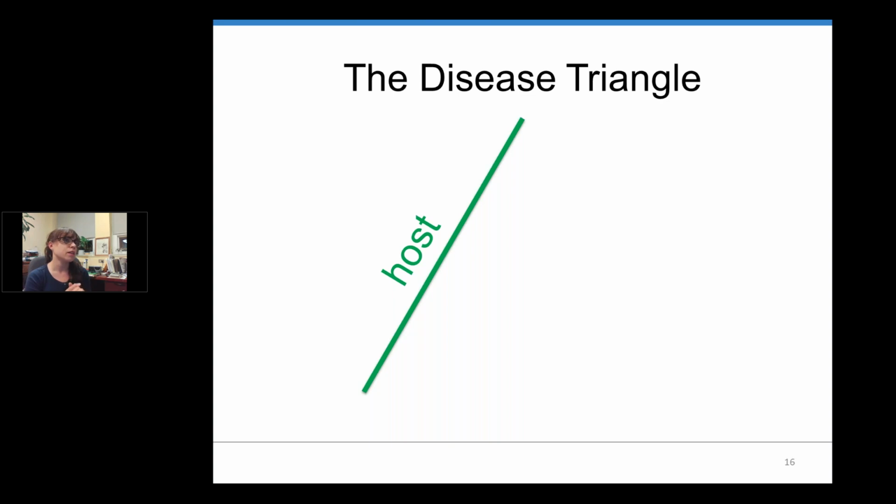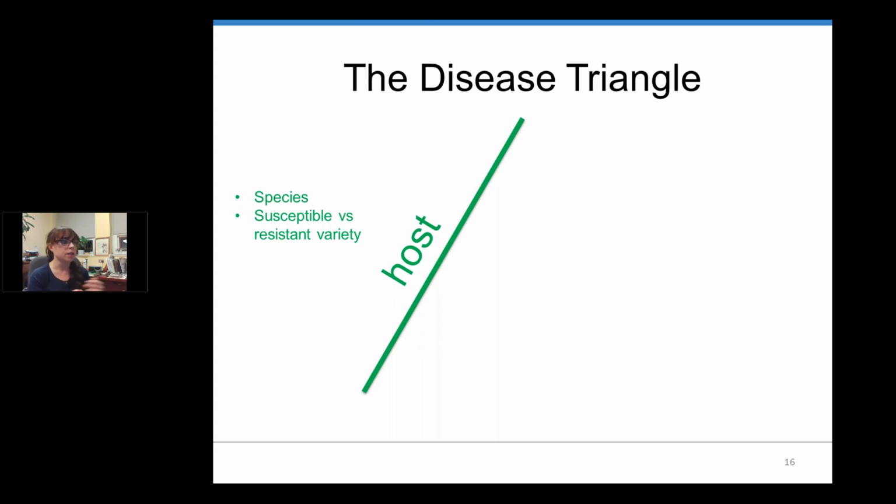The disease triangle is a tool that is used by plant pathologists to talk about the different factors that play an important role in what amount of disease you're likely to see. The first side of the triangle, or factor to consider, is the host plant. So what species of plant are we talking about?